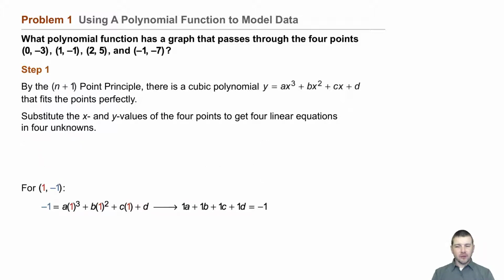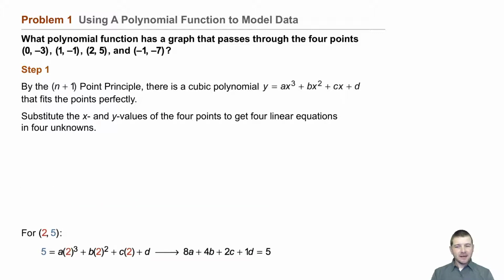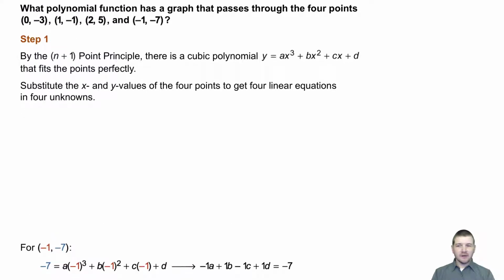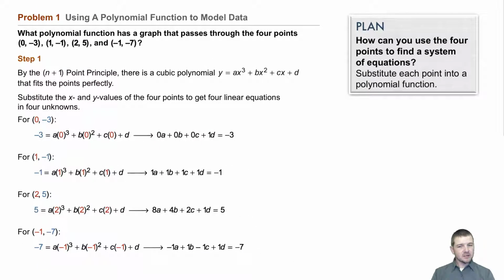For the point (1, -1), again substituting and simplifying, we find 1a plus 1b plus 1c plus 1d equals -1. Substituting 2 and 5 from the ordered pair (2, 5), we arrive at the equation 8a plus 4b plus 2c plus 1d equals 5. And finally, our fourth point, (-1, -7), leads to an equation, -1a plus 1b minus 1c plus 1d equals -7. 4 equations and 4 unknowns.